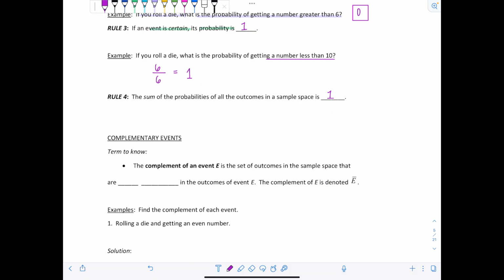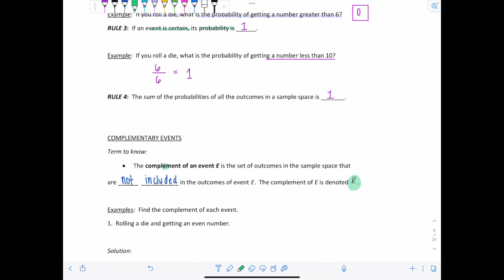Complementary events. So terms to know. The complement of an event E, and notice how we spell it, complement. This is an E after the L, okay? Not an I. Like when you compliment someone and you tell them your hair looks lovely today, that's a different kind of compliment. Okay, the complement of an event E is the set of outcomes in a sample space that are not included in the outcomes of event E. And the complement of E is denoted E with a little bar on the top of it. Do you see that? So that means the complement of E.